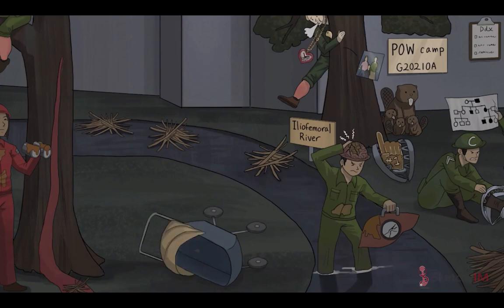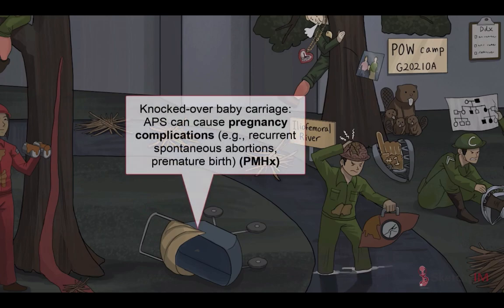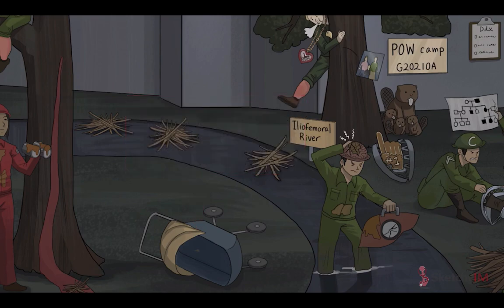We mentioned this earlier, but there's one piece of history that should really raise your red flags for antiphospholipid syndrome, and that's a history of unexplained pregnancy complications. These include recurrent unexplained spontaneous abortions, fetal loss after 10 weeks, and premature birth. APS is thought to cause these complications due to placental artery thrombosis, leading to decreased blood delivery to the fetus. Hence the knocked over baby carriage by the banks of the river.